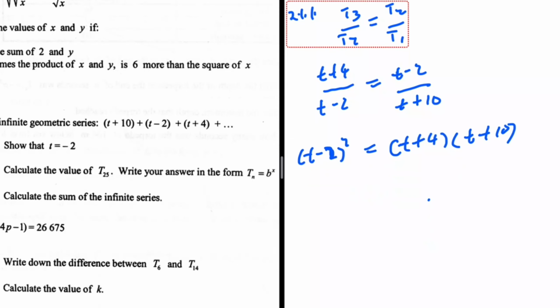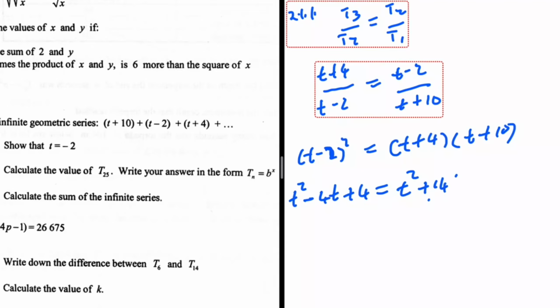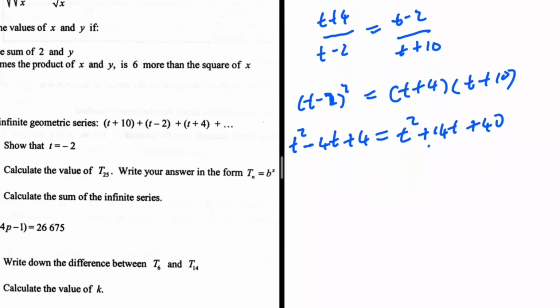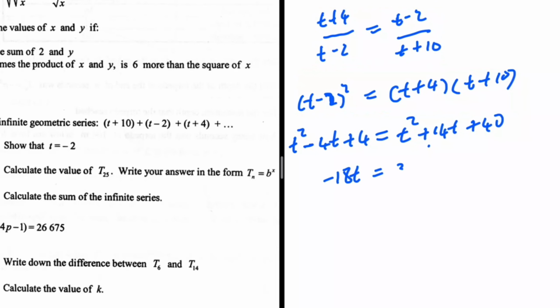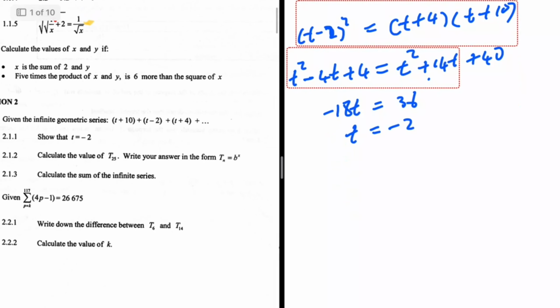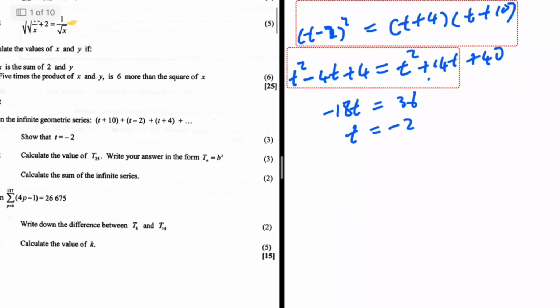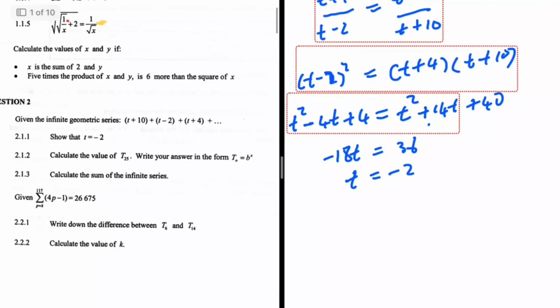So t minus 2 squared will be t squared minus 4t plus 4, being equal to t squared, and then plus 10t plus 4t, that is plus 14t, and then 4 multiplied by 10, that is plus 40. So t squared and t squared cancel out. We get minus 18t is equal to 36. So t is indeed equal to minus 2. So there we go. That is 2.1.1 out of 3. I don't think I did too much there for 3 marks.